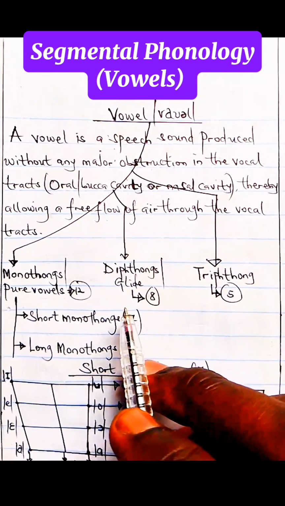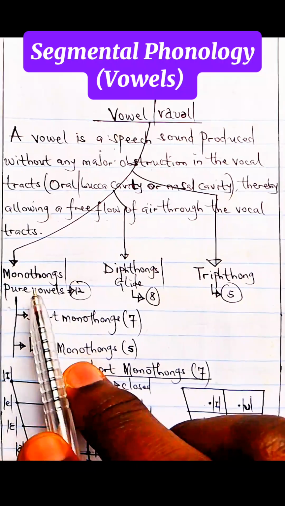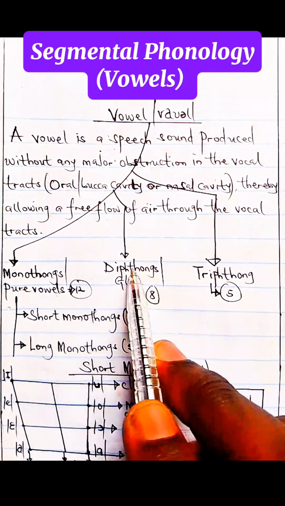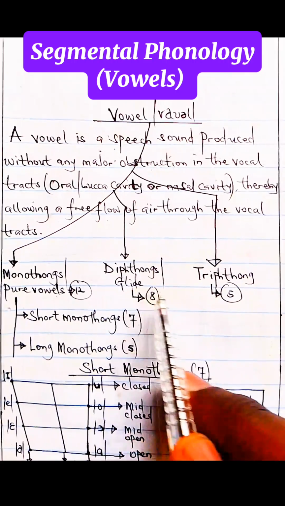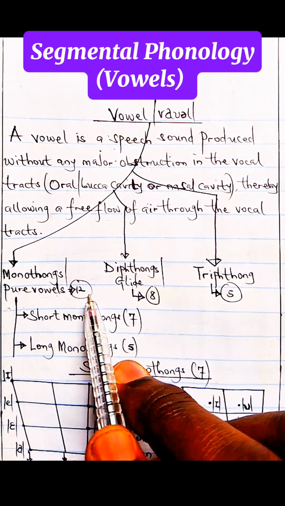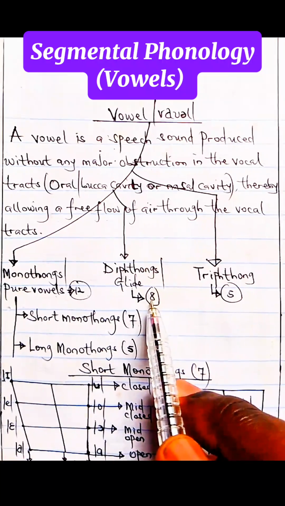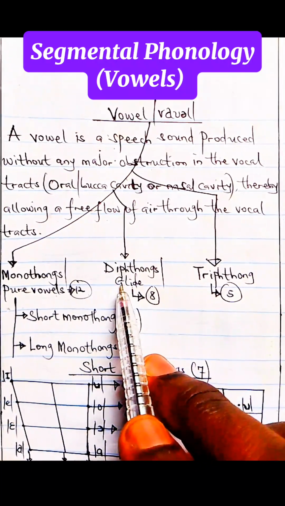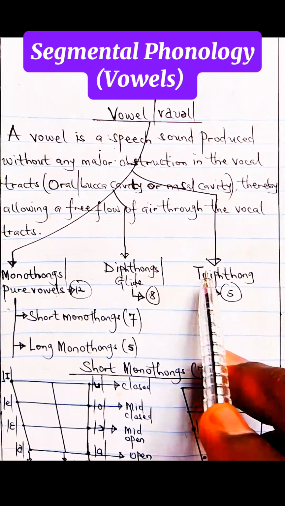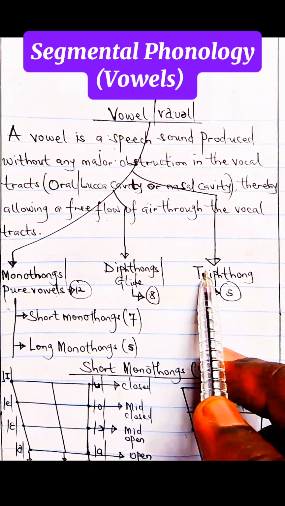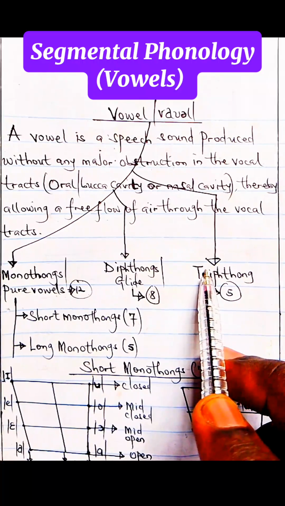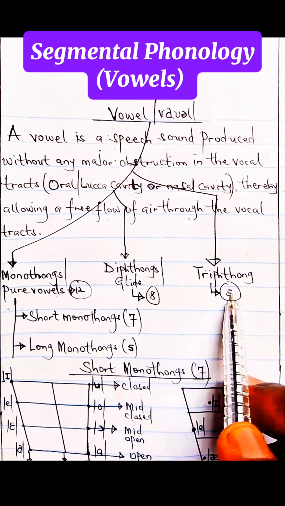Now, we have three types of vowels. We have the monophthongs, which are known as the pure vowels. We have the diphthongs, which are known as the glides, and we have the triphthongs. The monophthongs are 12 in number. The diphthongs, the basic glides, are just 8 in number. And the triphthongs are also known as glides, but they are complex glides because you glide from one vowel to another vowel to another vowel. So they are just 5 in number.